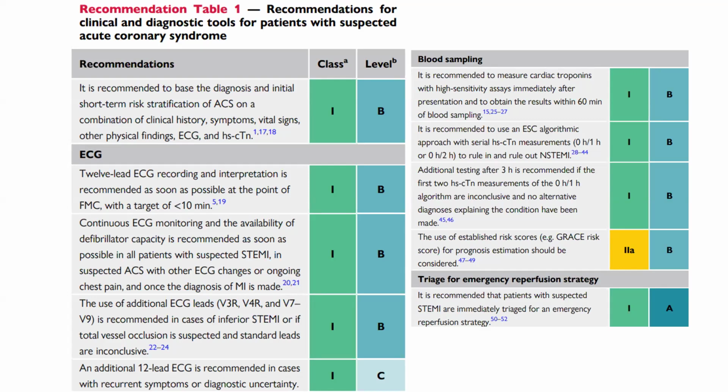The 0-3 hour, which was the older one, based on data, showed that it was inferior in terms of safety and accuracy compared to the 0-1 and 0-2. However, anytime there is doubts, based on the history and the presentation, you may still repeat the troponin on the 3rd hour. And that is what the additional testing after 3 hours is recommended if the first 2 HS troponin algorithm are inconclusive. But this is not practical in our setting, most settings in Ghana. I don't know about Nigeria.